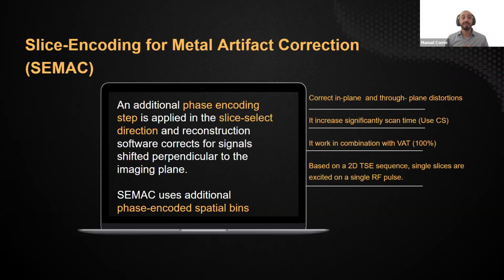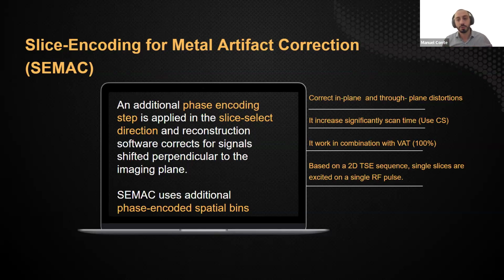Another technique is called SEMAC, slice encoding for metal artifact correction. In this case, we use an additional phase encoding step that we always apply in the slice select direction. And then there is software that corrects the artifact and creates the image. Basically, SEMAC uses additional phase encoding spatial bins. SEMAC is very good because it corrects in-plane and through-plane distortions. SEMAC increases the scan time significantly.